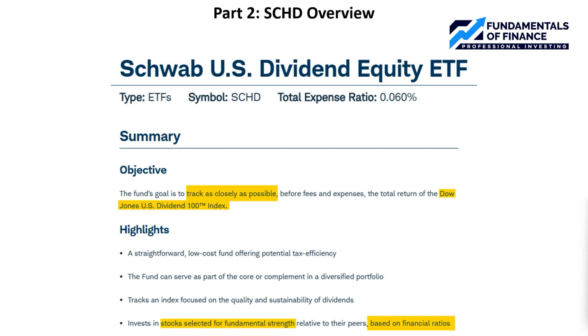SCHD, the Schwab US Dividend Equity ETF, is much more like what you'd expect from a high dividend ETF.